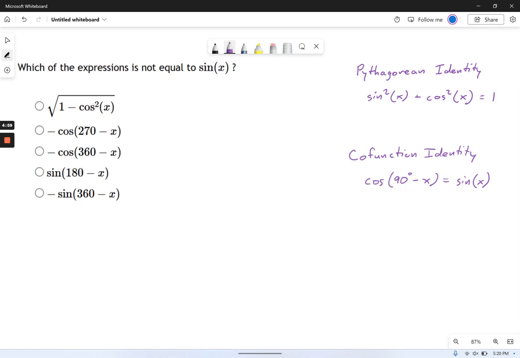This is one of those ACT problems that can be very quick if you know your trigonometric identities, or it might not be quick if you don't know them. I put two very important ones over here on the right side. The Pythagorean identity, you really ought to know it going into any standardized test. It will probably be on there once.